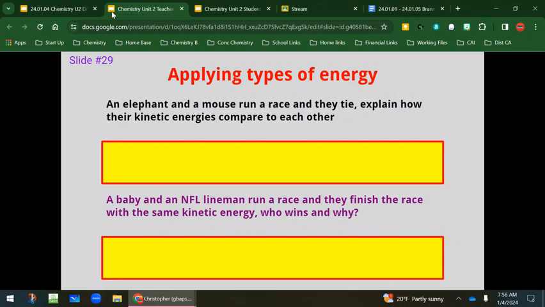Okay, so stop for a minute. Think about this. Kinetic energy depends on what two things?